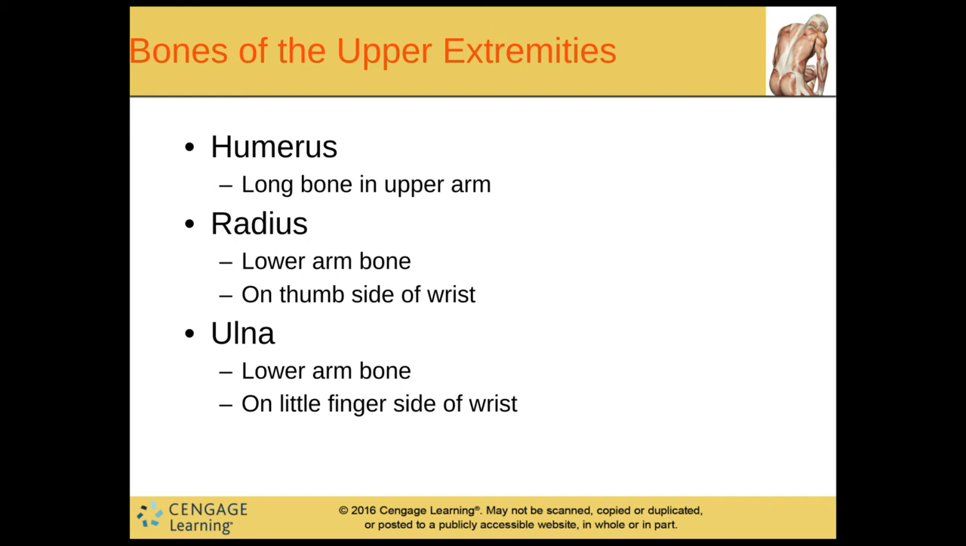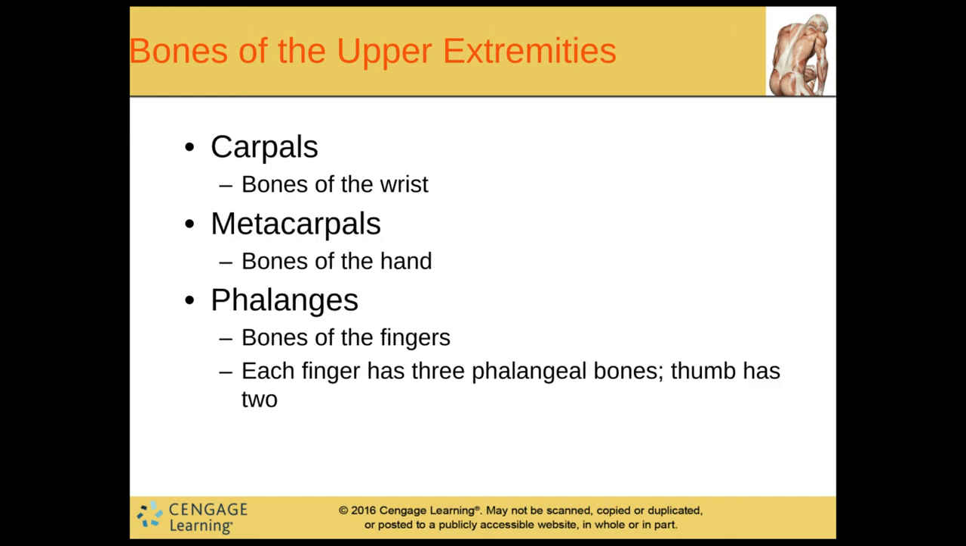And then you have your radius and ulna. So these are the two lower arm bones. Your radius is on the thumb side of your wrist, and your ulna is on the little finger side of your wrist. Then we have our carpals, so these are bones of the wrist. And we have metacarpals, so these are bones of the hand. And then we have phalanges.